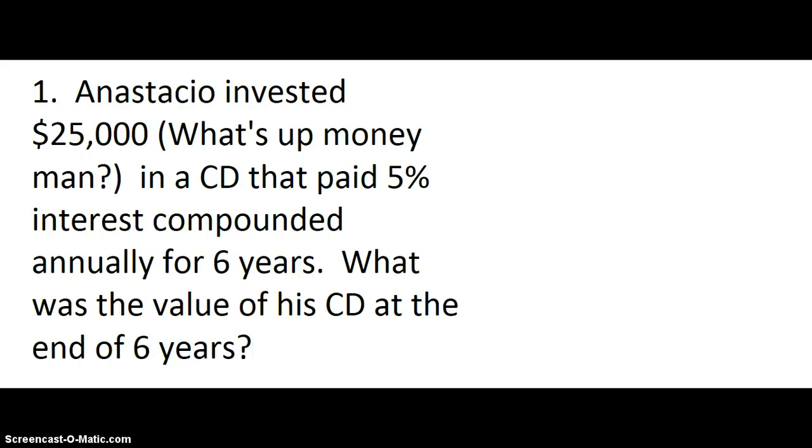So Anastasio invested $25,000. Yeah, that's a lot of money. In a CD that paid 5% interest compounded annually for 6 years. What was the value of the CD at the end of the 6 years?